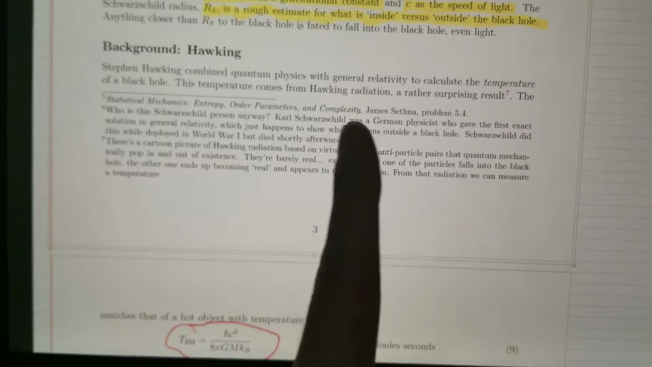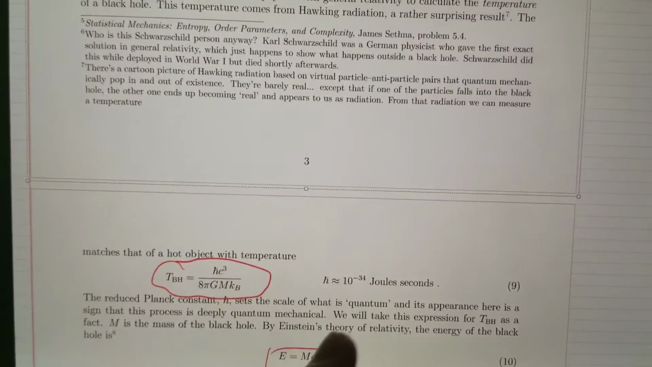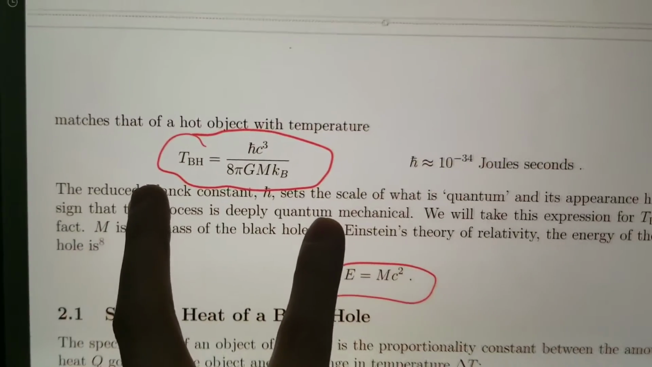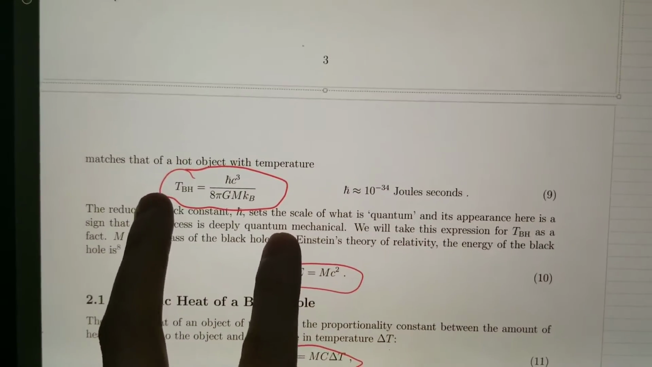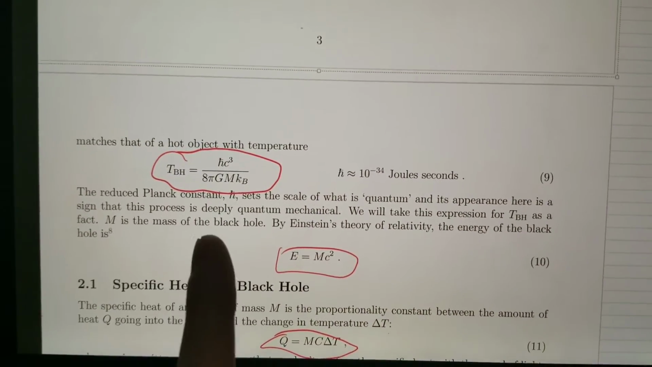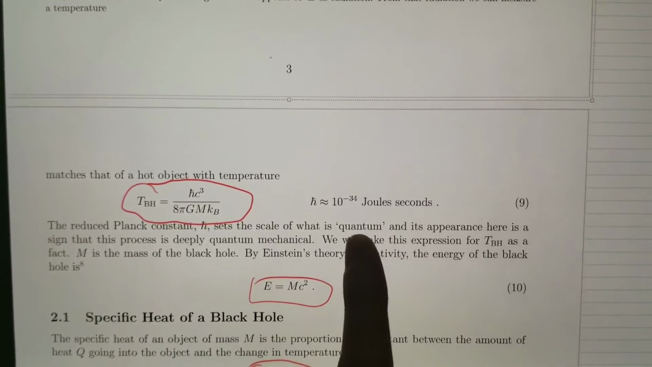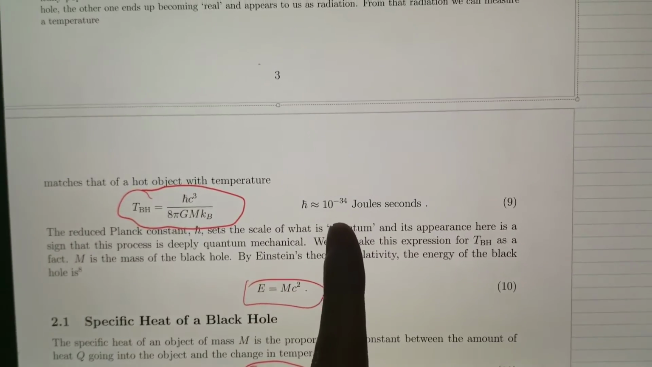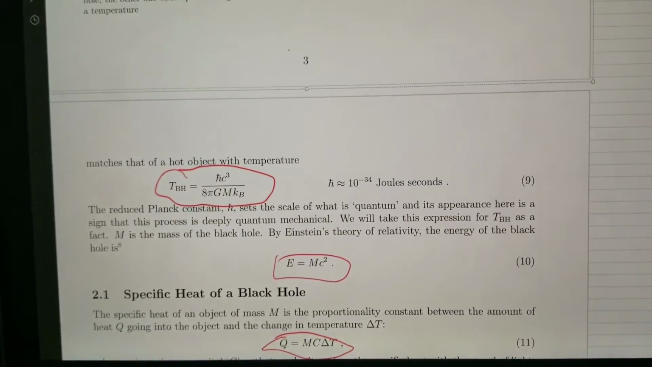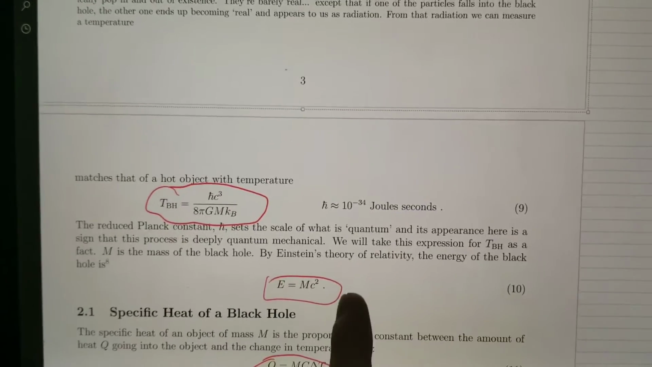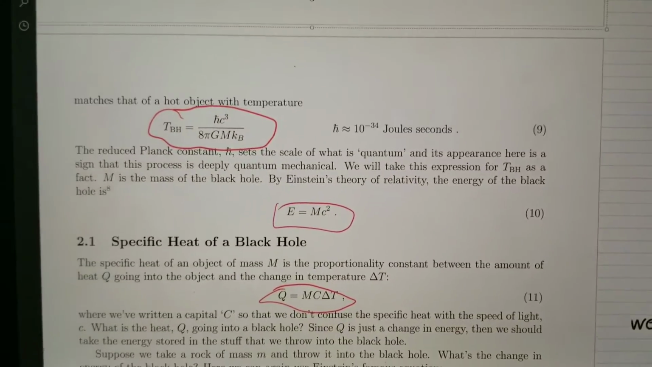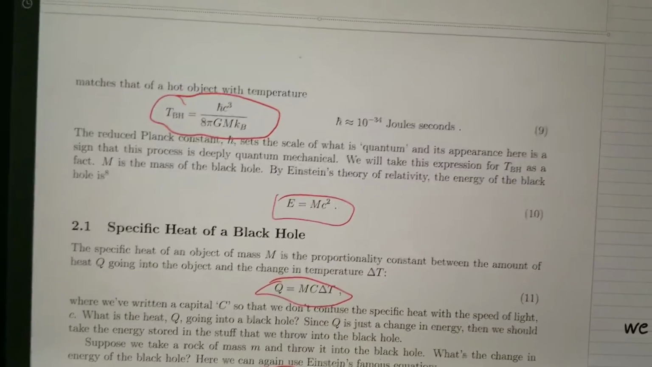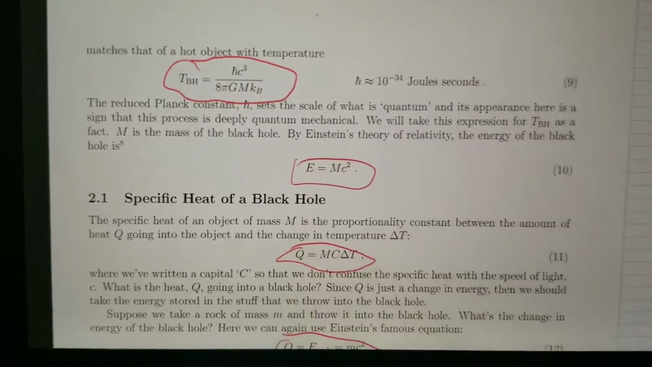The work by Stephen Hawking in finding the temperature of a black hole is equal to this: hc cubed over 8 pi G m k_B, the Boltzmann constant, with h equal to 10 to the negative 34 joule seconds. That, along with Einstein's theory of relativity, E is equal to mc squared, will be very important in solving this problem.